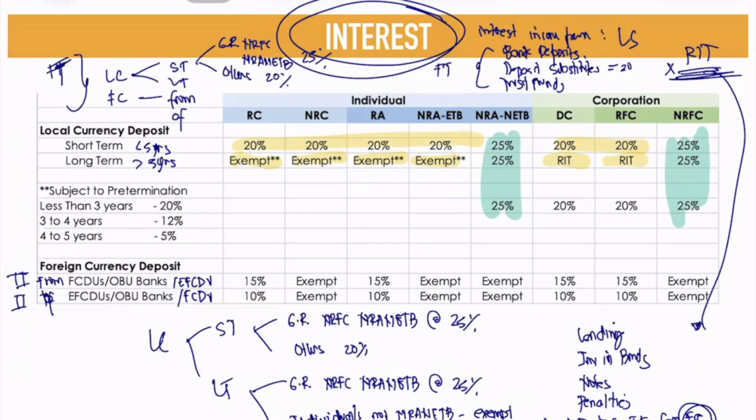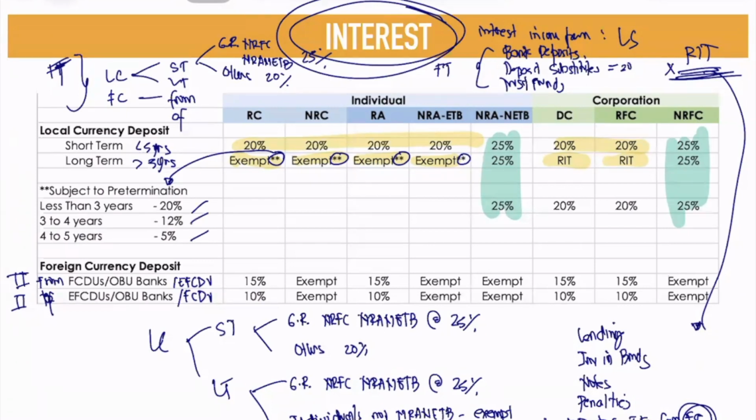Now, if you try to look at this, there is an asterisk here. What is this asterisk? This asterisk talks about your pretermination rule. So as a rule, if it is at least 5 years or more than 5 years, it is long term. And if that is long term, then it is exempt. However, if it is pre-terminated, let's say less than 3 years, you will be subject to 20%. 3 to 4 years, 12%. 4 to 5 years, 5%.